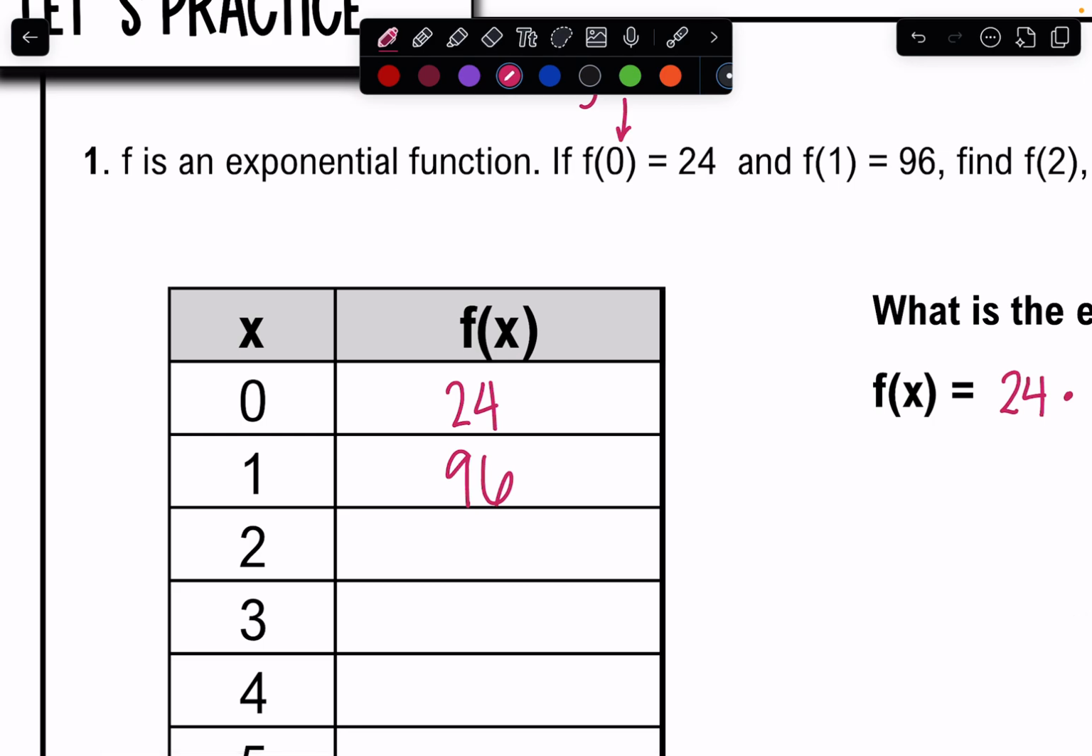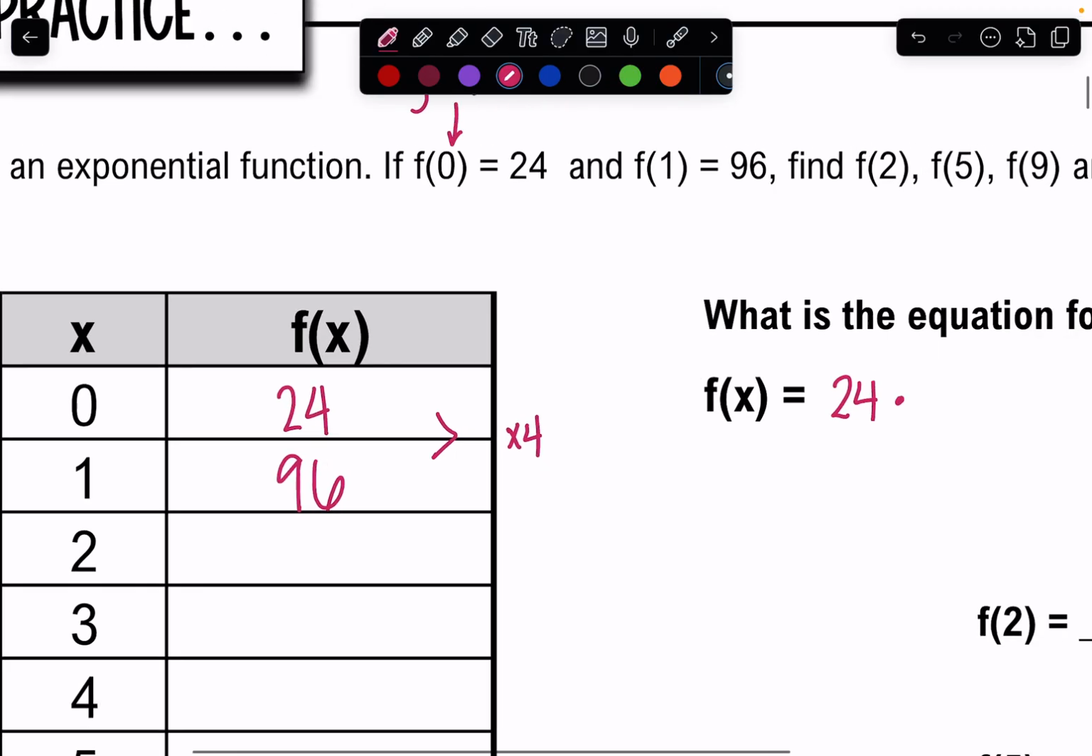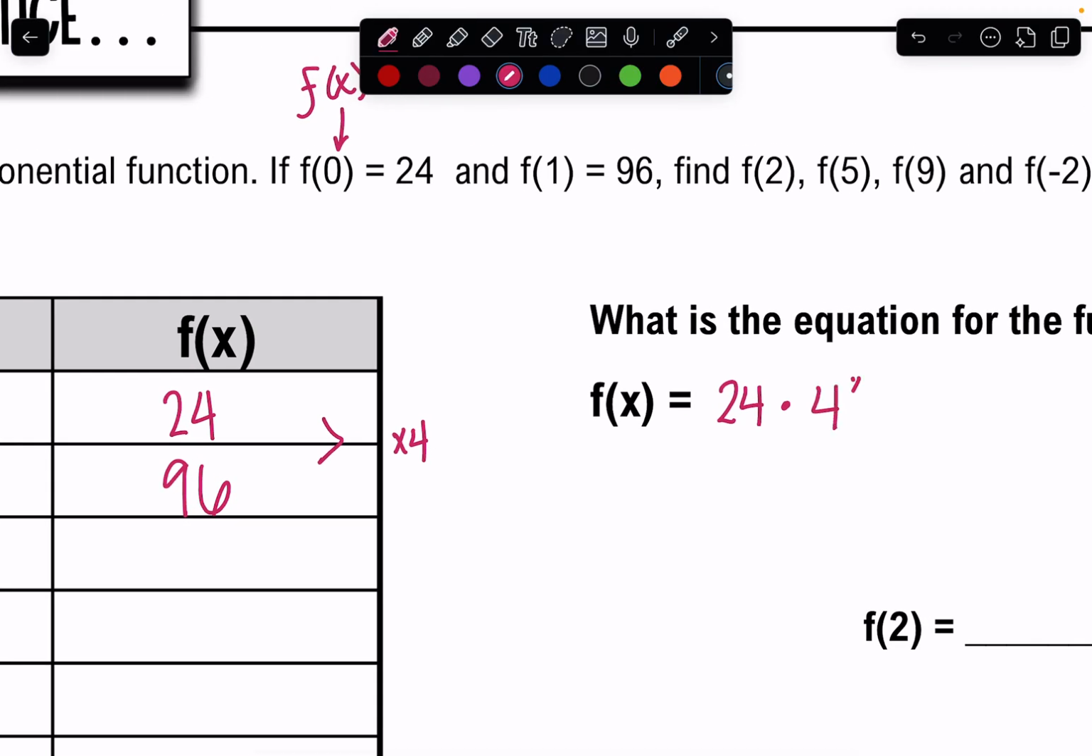So I only really need 2 numbers in my table, and I can figure this out. If I want to know 24 times what gives me 96, and you don't know that off the top of your head, you're not expected to, go in reverse. Take this number and divide it by the 24 and figure out what we get. I get 4 when I type that in, meaning that I'm multiplying 24 by 4 to get 96. So that is my base.